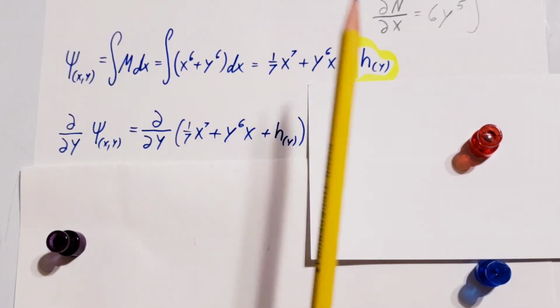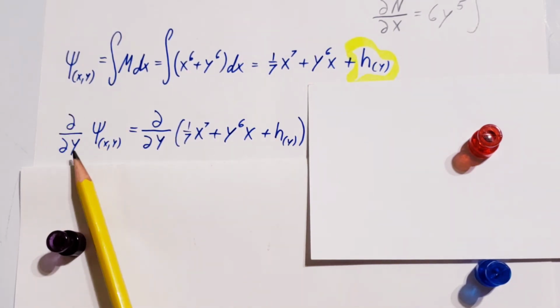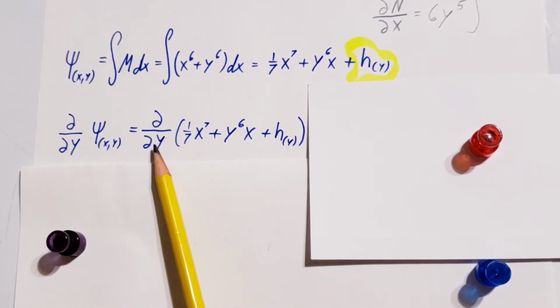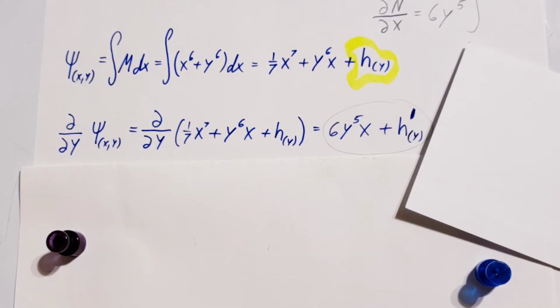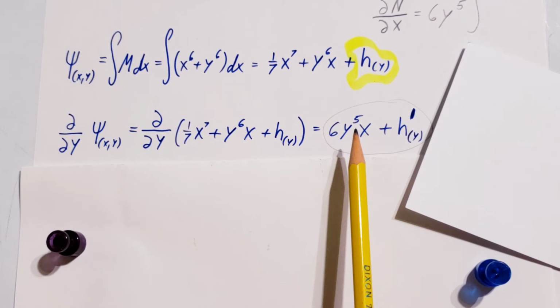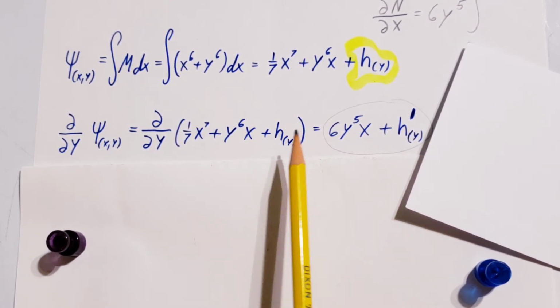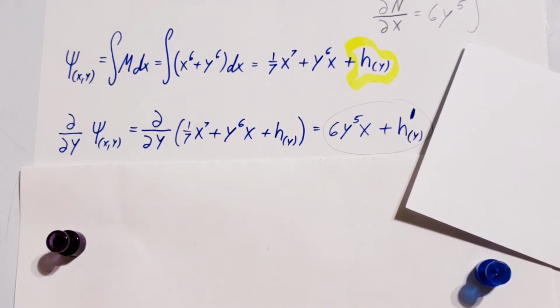Next up, whatever we found here, we're going to take a partial derivative of it with respect to y. Partial derivative with respect to y, plug in everything we found here, and we get 6y to the power of 5 x plus, well, we have no idea what the derivative of this is, so we're simply just going to mark it as h derivative of y.